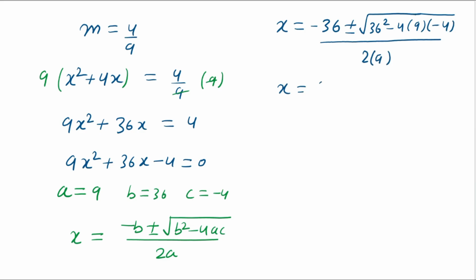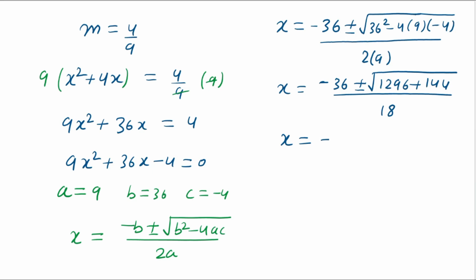Then x is equals to minus 36 plus minus square root of 36 square is 1296 plus, because this minus 4 is multiplied by this minus 4, then you will get plus 16, and plus 16 is multiplied by 9, then you will get 144, and divide by 2 times 9 is 18. x is equals to minus 36 plus minus, if we add both the numbers then you will get 1440, and divide by 18. x is equals to minus 36 plus minus square root of 1440 divided by 18.